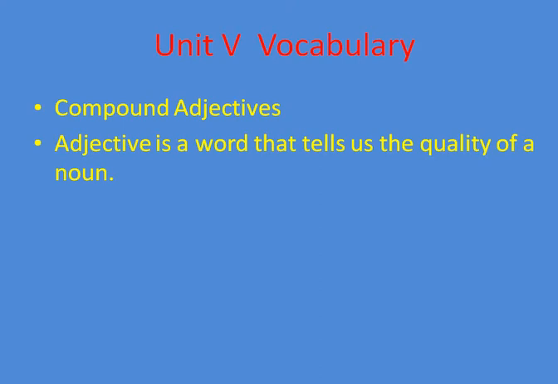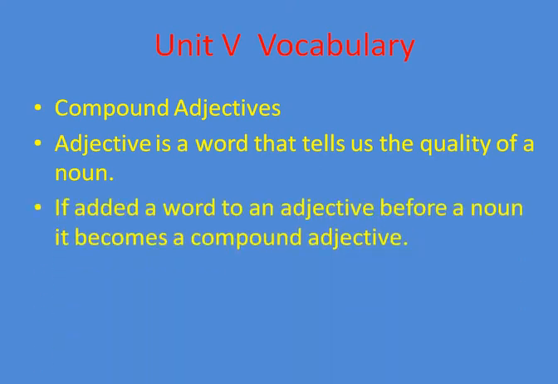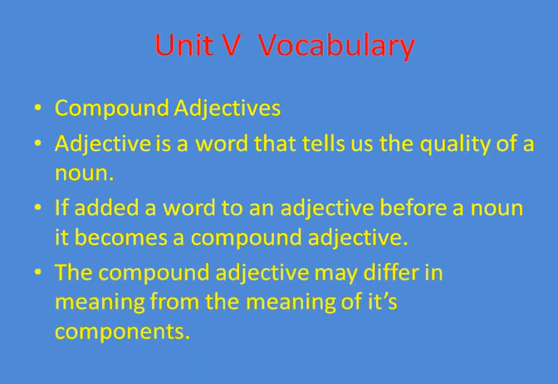We all know that an adjective is a word that tells us the quality of a noun, and as the name suggests, a compound adjective is a combination of two adjectives, or a word with another adjective before a noun. It becomes a compound adjective. The compound adjective may differ in meaning from the meaning of its components.